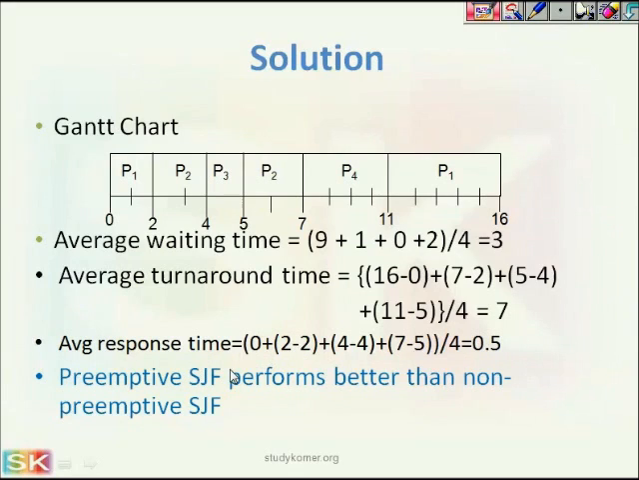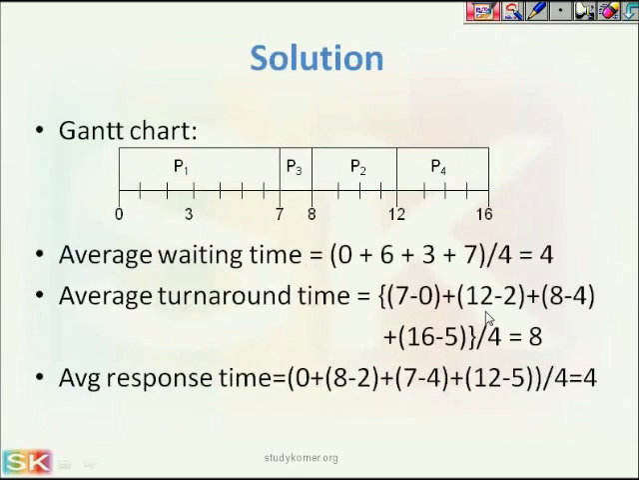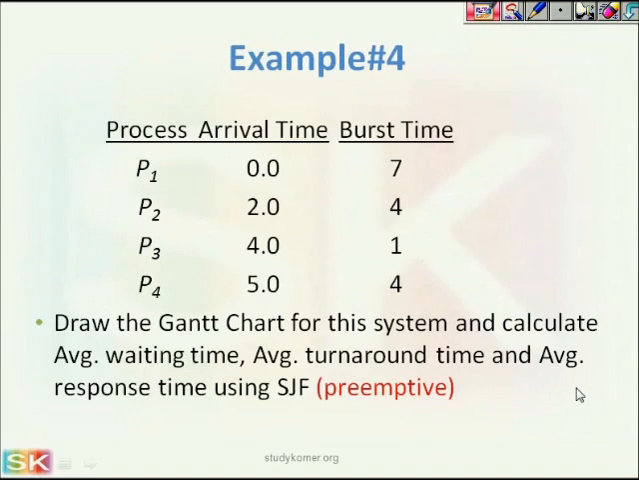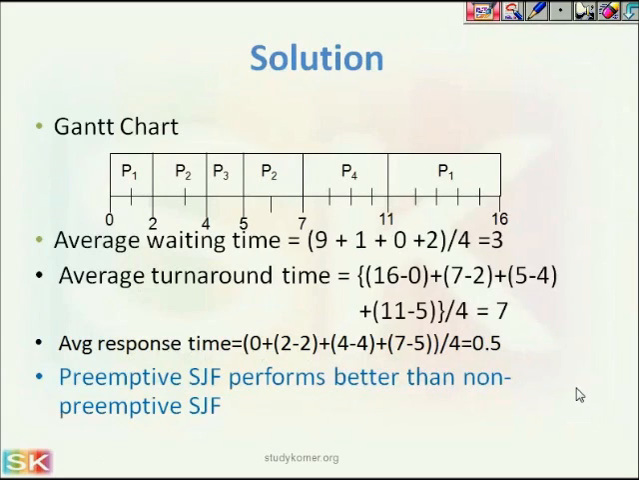So preemptive SJF performs better than non-preemptive SJF. You can compare. Waiting time here comes out to be 3, turnaround time comes out to be 7, and for non-preemptive, 4 was the average waiting time and 8 was the average turnaround time, and response time is 4, right? So preemptive SJF performs better than non-preemptive SJF.